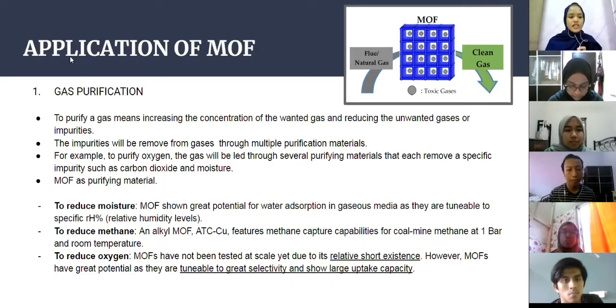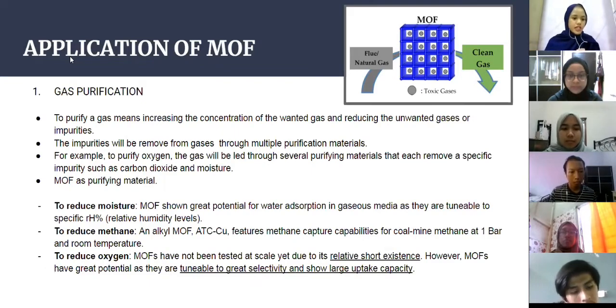For example, to purify oxygen, the gas will be led through several purifying materials that each remove a specific impurity such as carbon dioxide and moisture. So we can look at MOF as a purifying material. MOF can be used to reduce moisture. MOF has shown great potential for water absorption in gaseous media, as they are tunable to specific relative humidity levels.